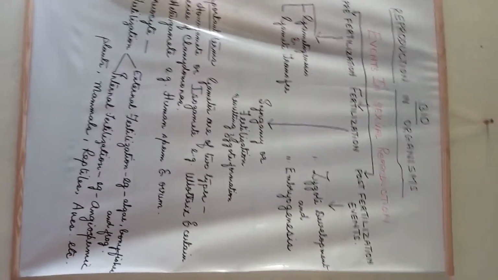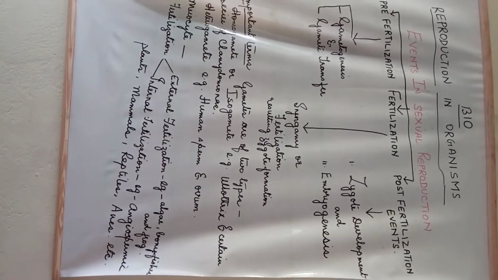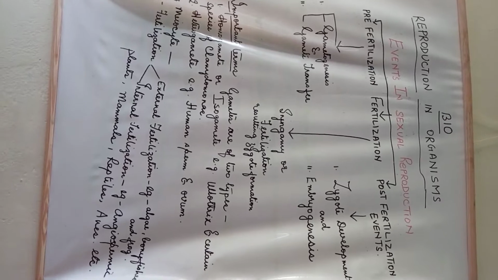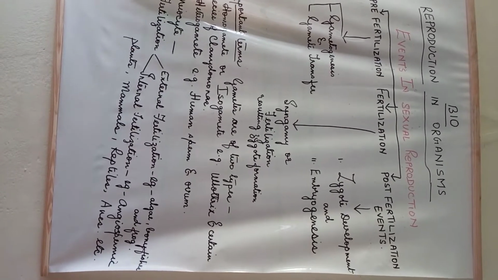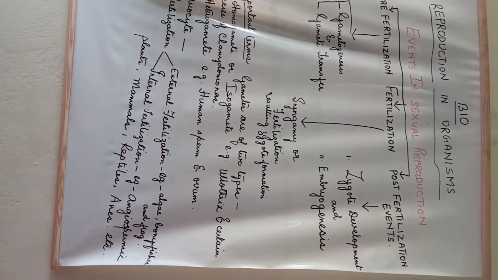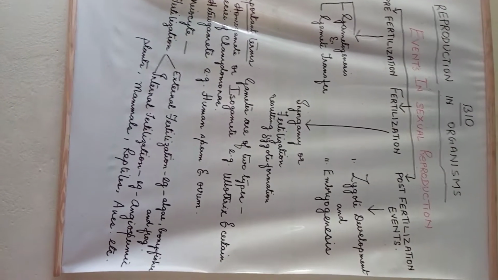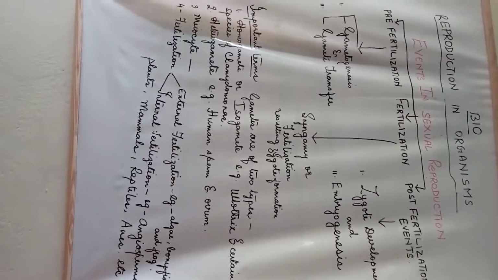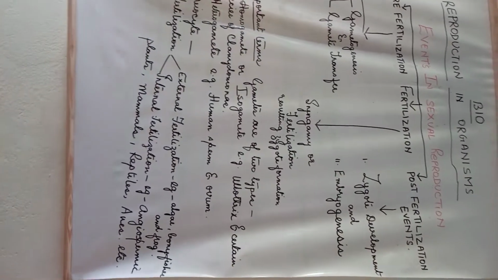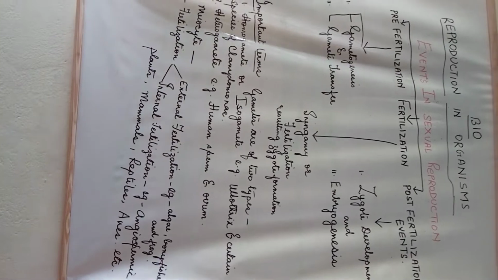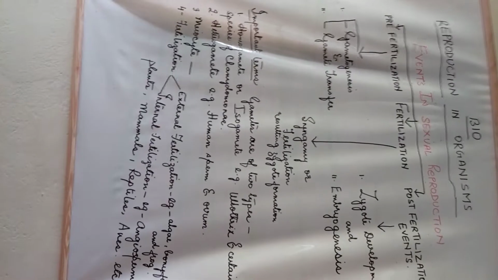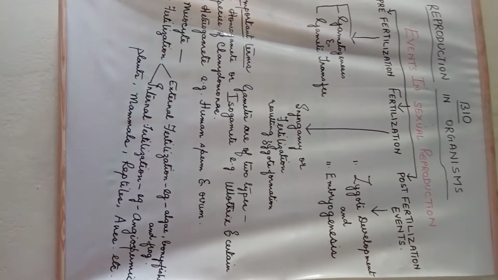Now we come to the post-fertilization events. All the events in sexual reproduction which occur after the formation of the zygote are called post-fertilization events. Zygote is a vital link that ensures the continuity of species between organisms of one generation to the next. Now, development of zygote: it depends on the type of life cycle the organism has and the environment it is exposed to.